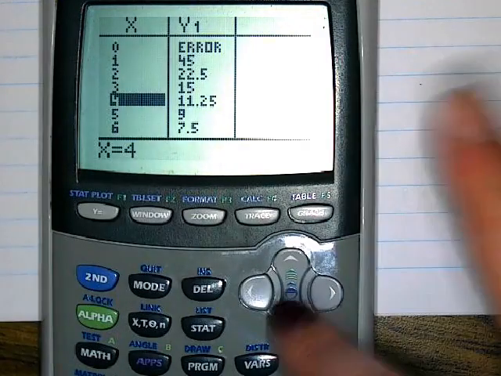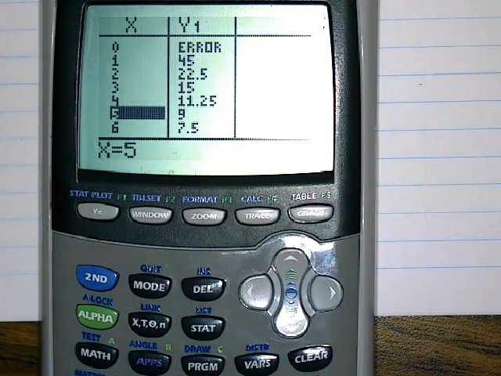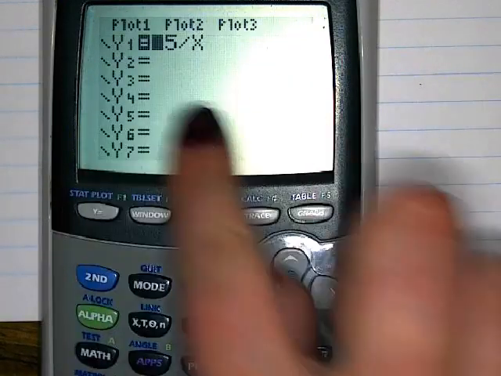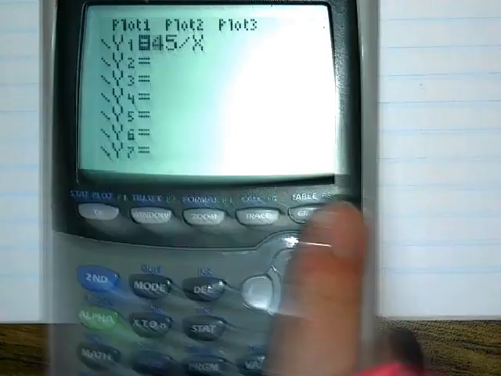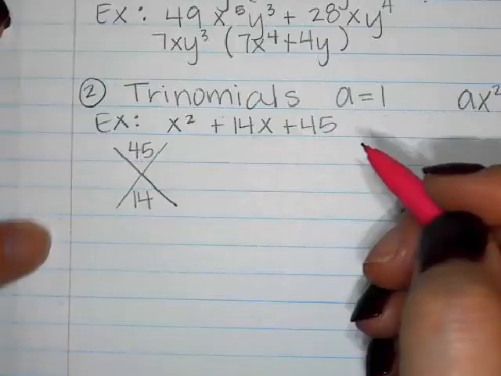I never have to multiply the numbers because all of them multiply to 45. That's what I programmed into the calculator when I did this part. So 4 and 9 are the two numbers that work. 5 and 9, thank you. 5 and 9. So I'm going to write x plus 5, x plus 9, and I'm done.